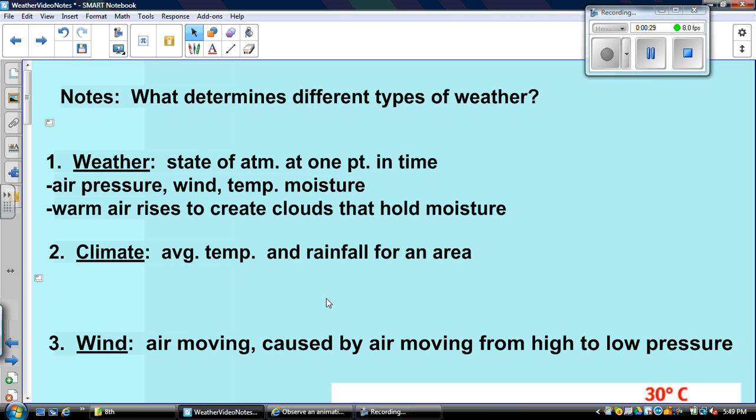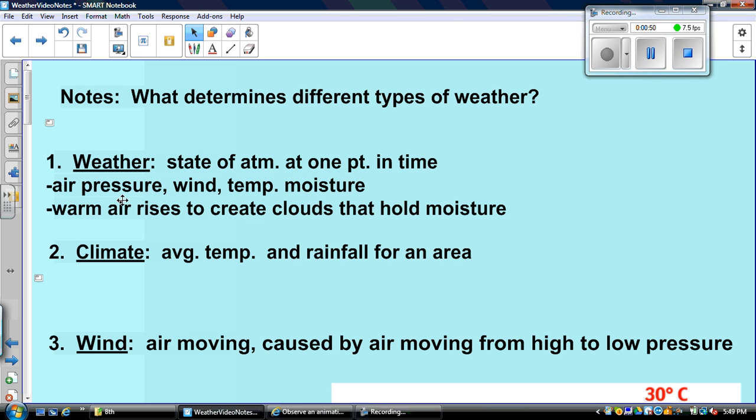So weather is the state of the atmosphere at one point in time. It includes air pressure, wind, temperature, and the amount of moisture in the air. Remember, warm air rises. When warm air rises, this creates clouds. Clouds can then hold moisture.